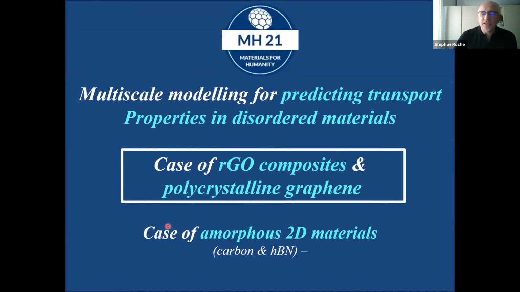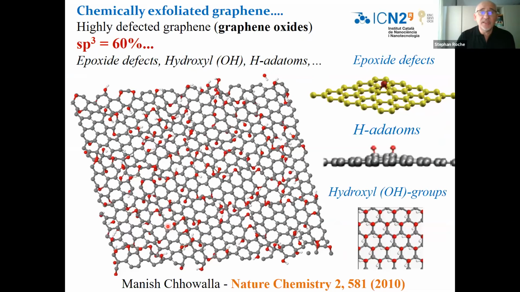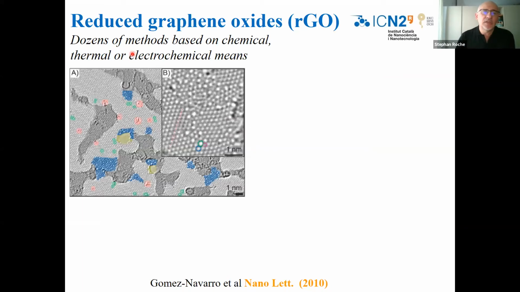I will comment on this later on in the talk. So let me go to reduced graphene oxide based composites and polycrystalline graphene. So first of all, the people who are interested in composites based on graphene usually start with graphene oxide, which is a highly disordered material because it results from a chemical exfoliation of graphite with the use of a lot of acid. And then at the end of the chemical treatment, you have a very large density of defects, typically 60% of sp3 defects on this sp2 carbon membrane.